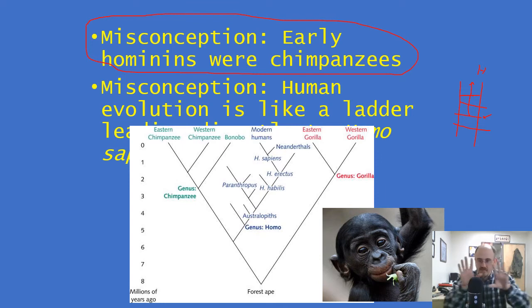We're just one of the many branches on a tree, right? And we share a branch with chimpanzees. We didn't evolve from chimpanzees. We share a common ancestor with them. That's the important thing to know. So modern humans, here we are, modern humans on this tree right here. Over here, chimpanzees are on here too, but they're over here, right? We didn't evolve from that branch. We share a common ancestor with that branch.